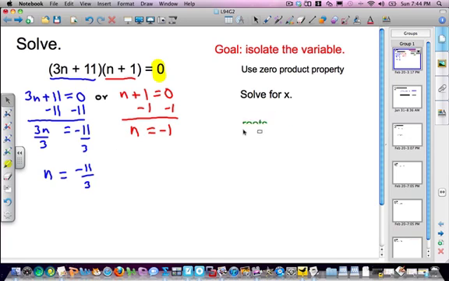Now yesterday we referred to these two values as solutions. They have another name. They're called roots. So this polynomial equation has two roots. One is negative 11 thirds and the other is negative 1.